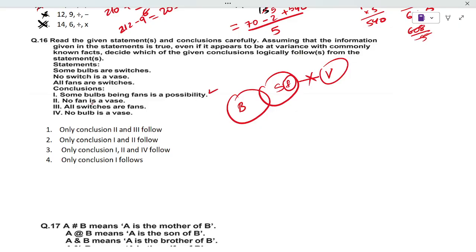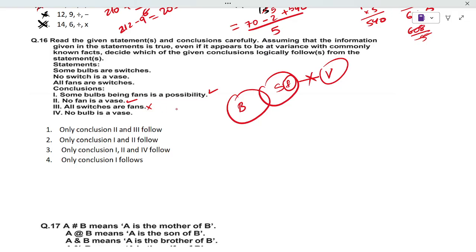No fan is was. That means fan and was cannot touch. So let's check whether they can touch or not. Fan and was cannot touch. So that's also true. All switches are fan. No, all fans are switches. Right. So this is false.